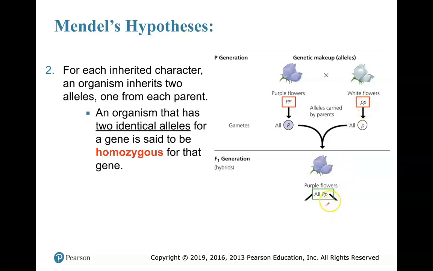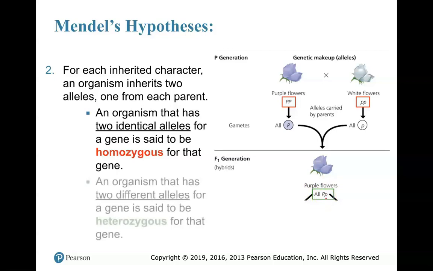But the offspring is not. The offspring is not homozygous. Here's an uppercase P and a lowercase p. I wouldn't call those the same allele at all. This individual is said to be heterozygous for this gene. The gene we're talking about is flower color in this example.